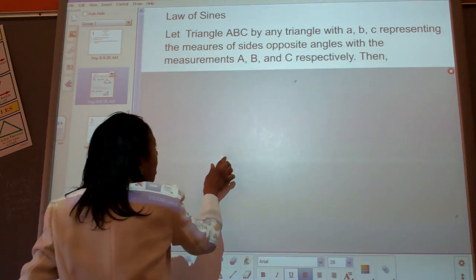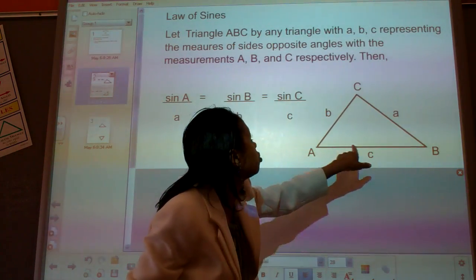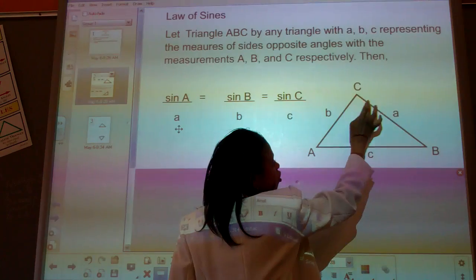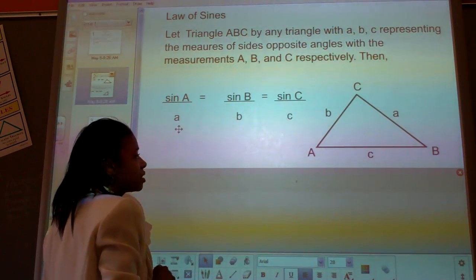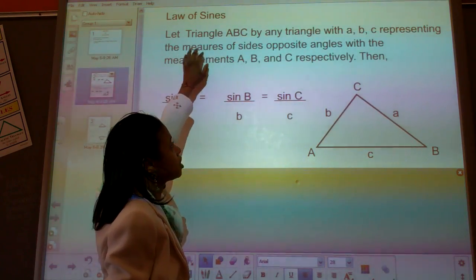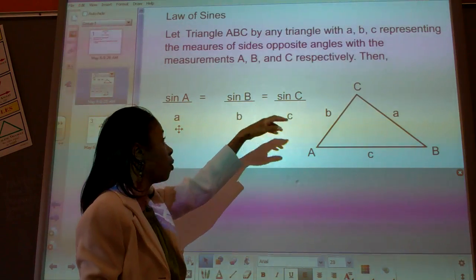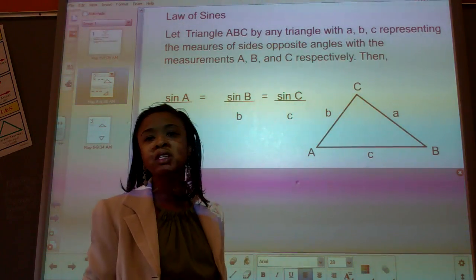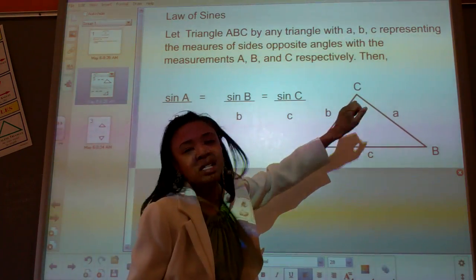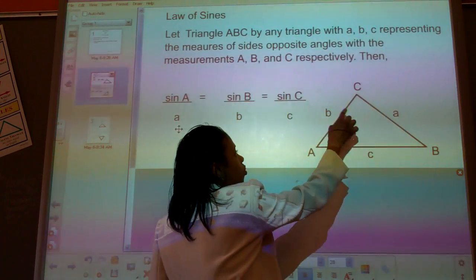So here's the law of sines. Here's our triangle ABC, any triangle with the lowercase sides. Remember, the lowercase letters represent the side lengths, and the uppercase represent the angle measures. If this is some type of triangle such that this is an acute triangle, C is not 90 degrees, neither is A or B. So this is an acute triangle with 3 acute angles.